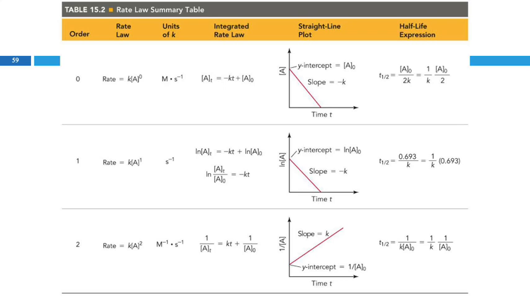So this is a very useful table from the textbook. You might want to go onto the slides that are on Canvas, pull up this slide and take a screenshot of it, and you can have it on your phone in your photo library to look at whenever you need, except on an exam. This just summarizes all the stuff we've talked about. So we have the order, we have the rate law, we have units for the rate constant, we have the integrated rate law, we have an illustration of the straight line plot, and we have the half-life expression.